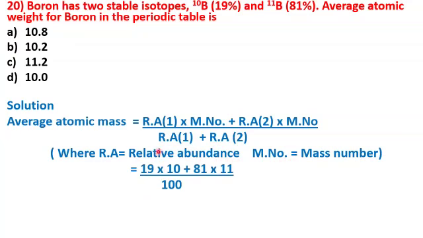So substitute the values. Relative abundance of first isotope is 19 into mass number 10, plus relative abundance of second isotope 81 into mass number 11, divided by 100. 100 is nothing but 81 plus 19, relative abundance of first plus relative abundance of second isotope. So substitute, simplify, you will get an answer of 10.81. Hence correct option is option A, 10.81.